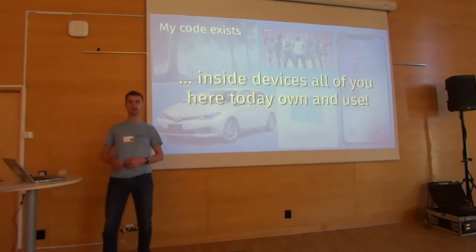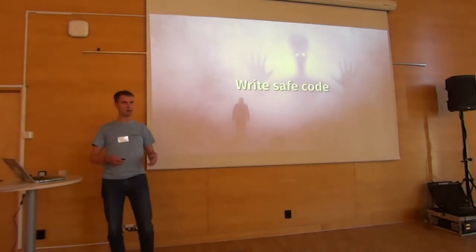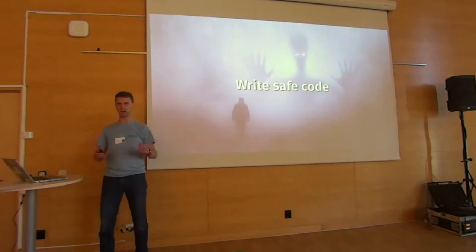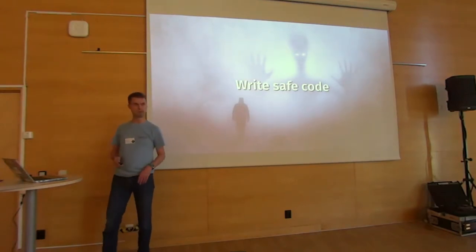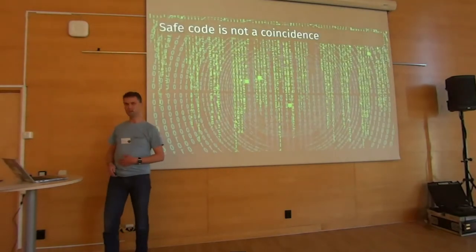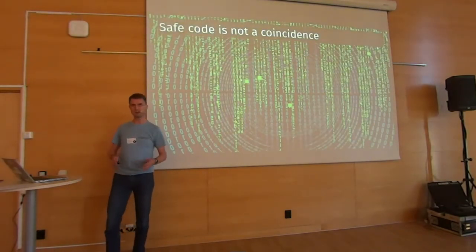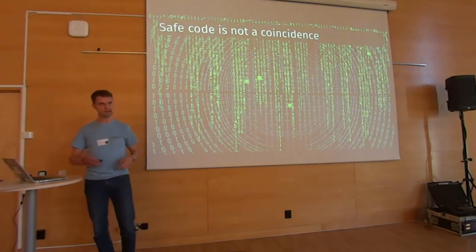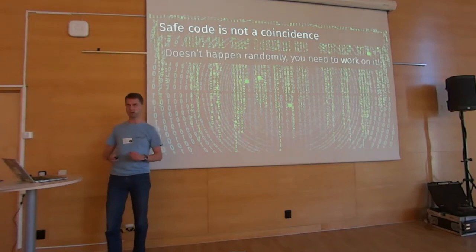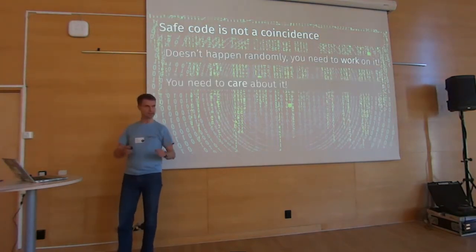So okay, I'm here today to basically talk about how to write safe code. How do we get our code running in all these places and not making everything into terrible chaos? I do that sometimes anyway, but still. So, writing safe code and doing things correctly is not by coincidence, right? It doesn't just happen. We have to actually make an effort to make sure that it ends up secure and safe. So, it means that every one of us has to care about it.